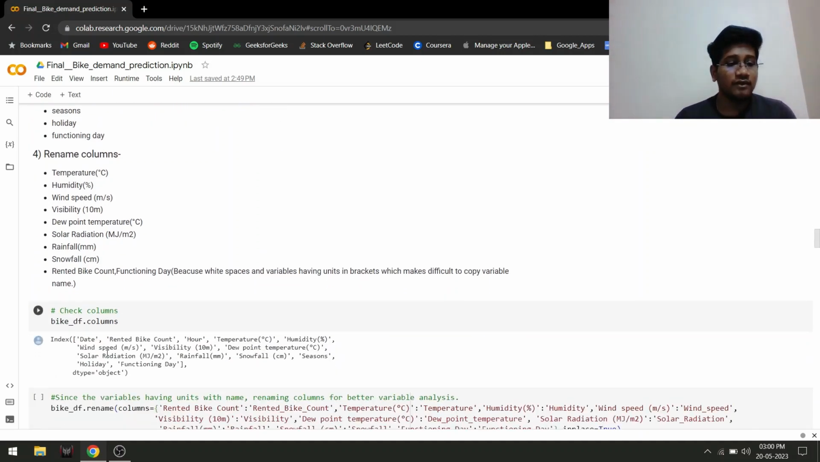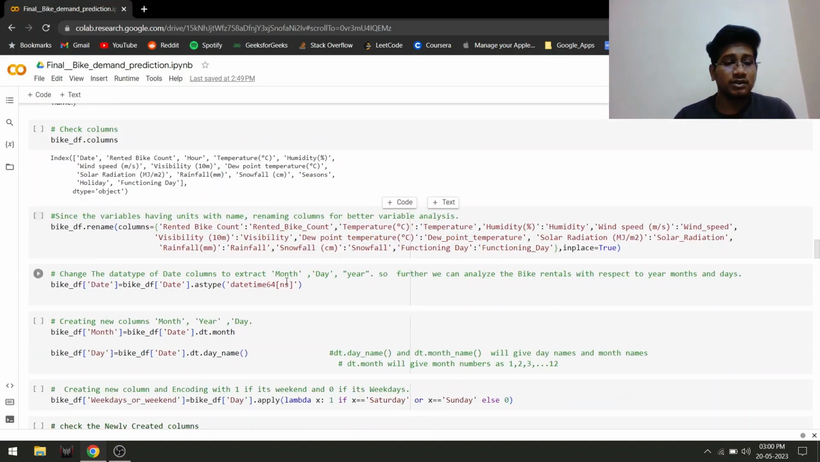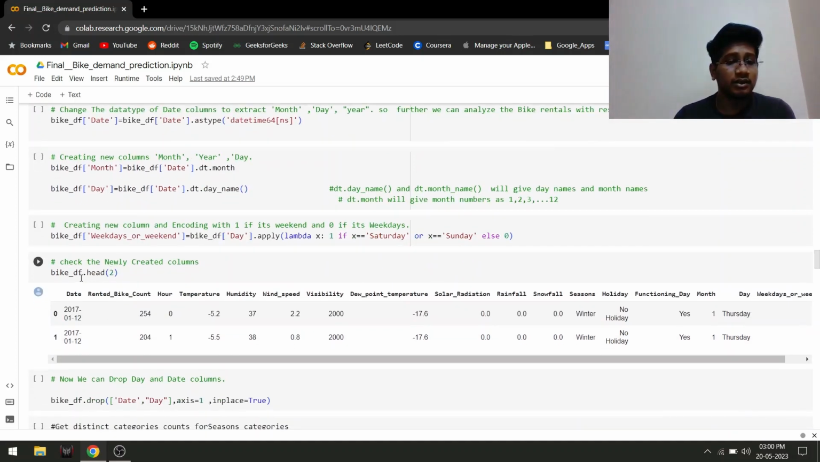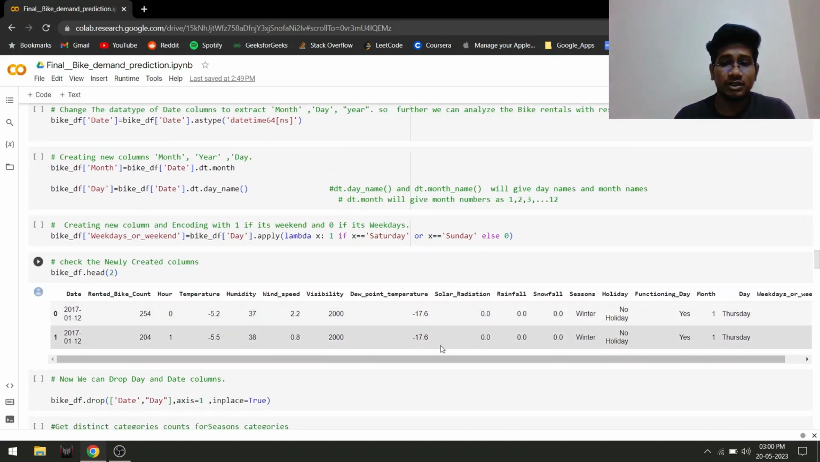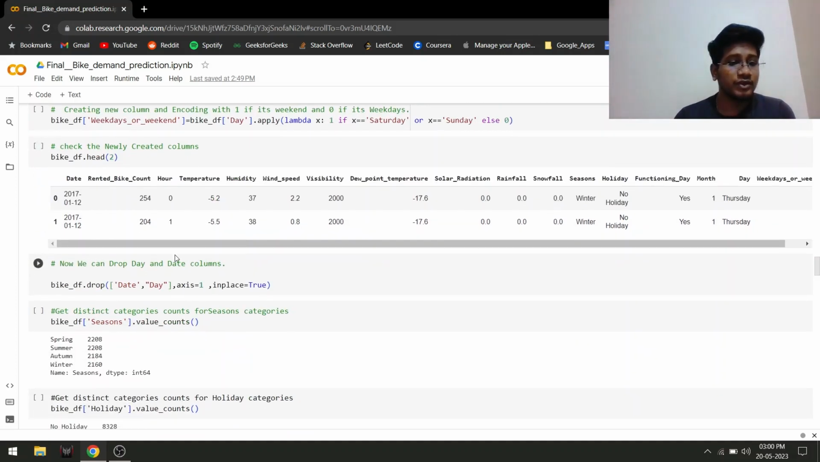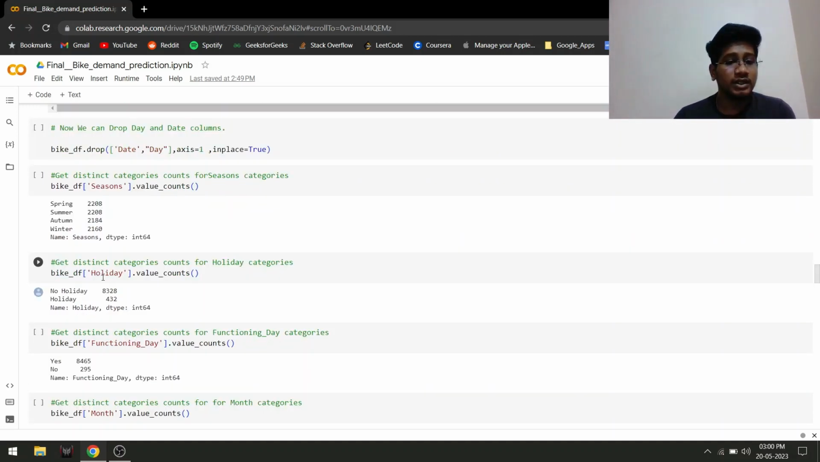First, we will move to check columns. Then we will convert this date into date time, and we will check. As you can see, the date time has been changed here. Now we can drop the day and date column. We will get holidays.